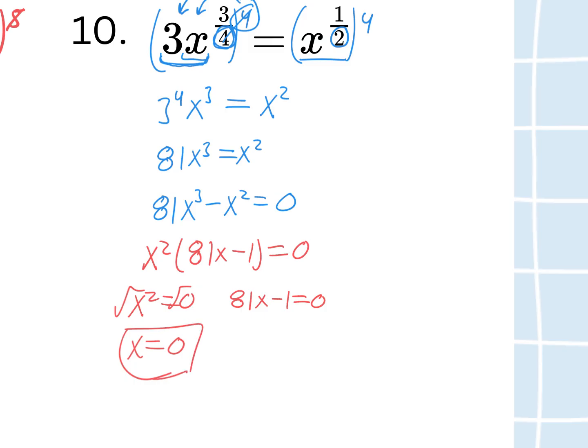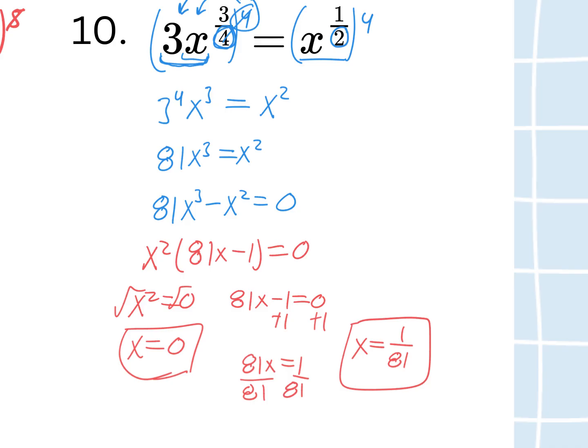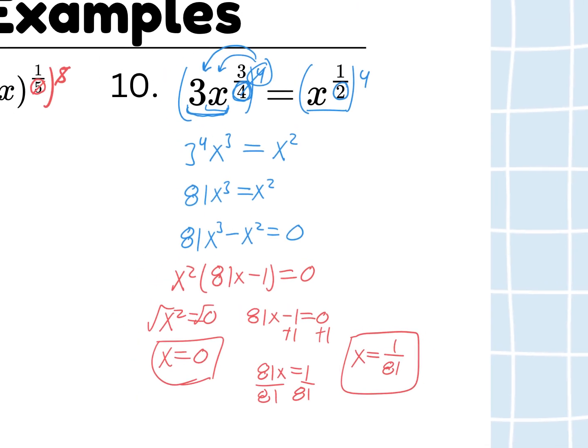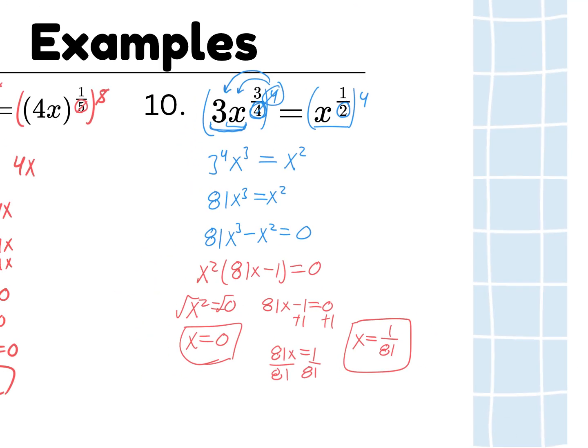Right, plus minus 0 is just going to get you 0, right? And then over here, I can add 1 to both sides, and then we get 81x equals 1, and then divide by 81. And so I get x equals 1 over 81. All right, so these are our two answers. Again, you can check these. They're both going to work. So just for the sake of time, I'll just leave it, and you just have to trust me on that.